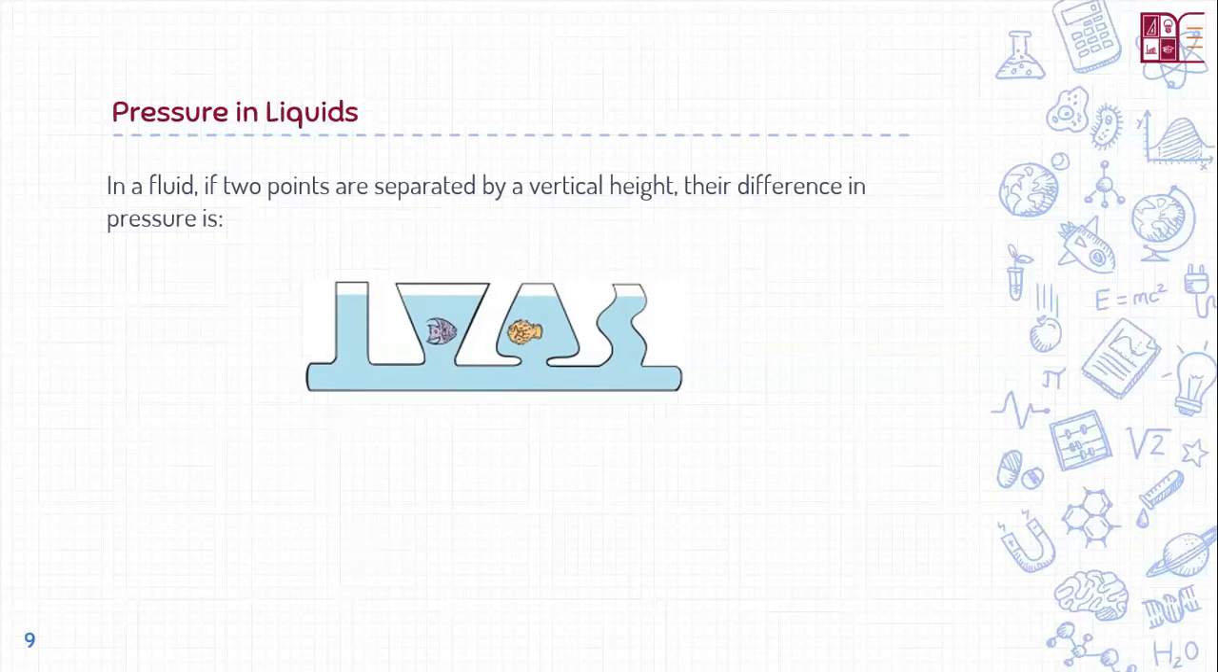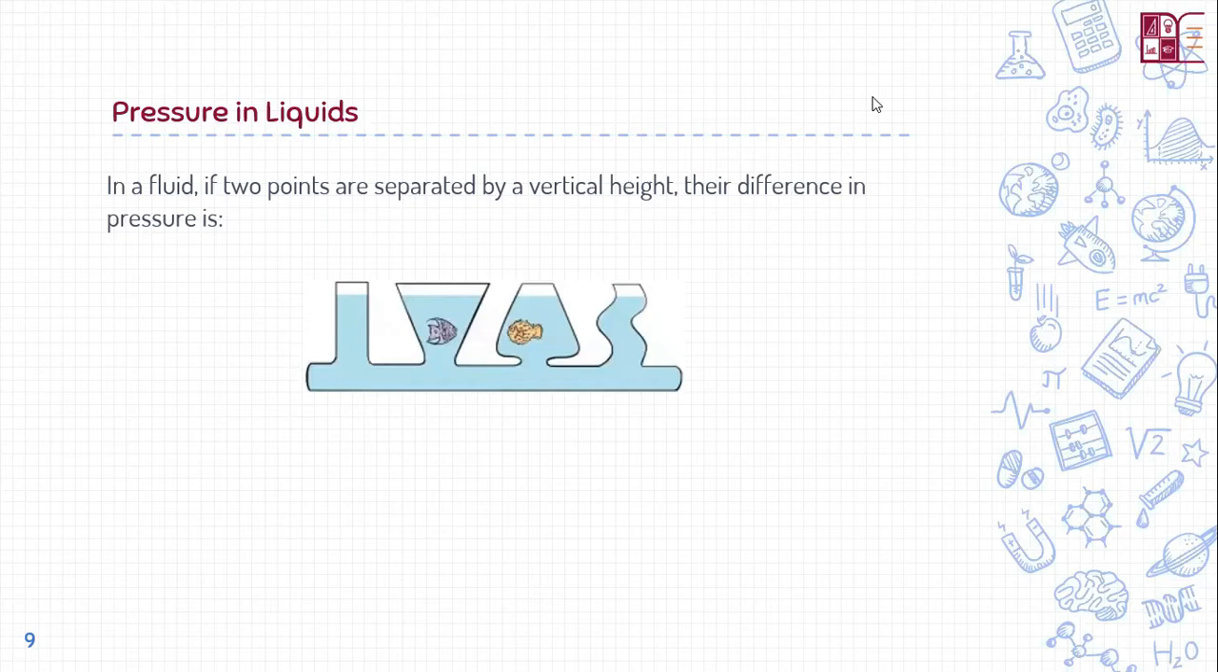So let's say you're placing an object. Let's say there are four objects all at the bottom right here.